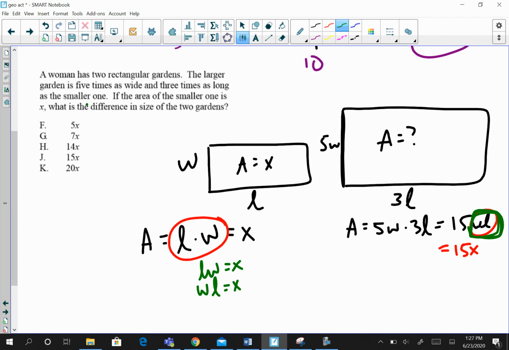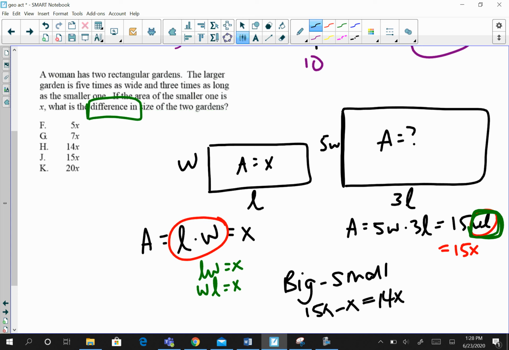And it wants to know what is the difference. So you've got to do something different here. You're not just going to put 15x as your answer, even though that is one of the options. We are trying to look at the difference, so we're going to subtract them. So my bigger one minus my smaller one. My big one would be 15x. My small one would just be x, leaving me with 14x.